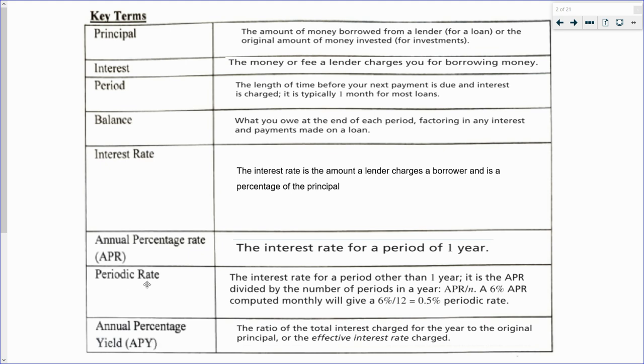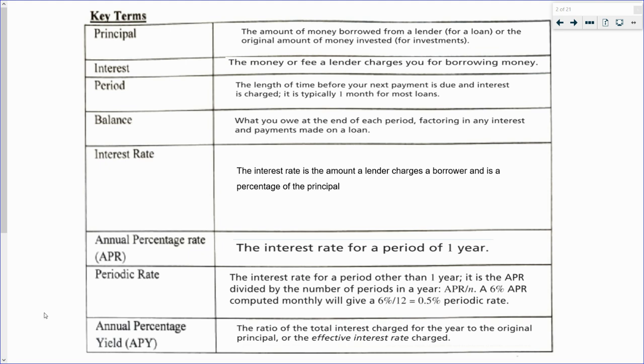Now, these last two are going to have some formulas associated with them, and I'll show you those formulas. Here, the periodic rate is the interest rate for a period other than 1 year. So it's the APR divided by the number of periods in a year. So, for example, a 6% APR computed monthly will give 6% divided by 12, because there's 12 months in a year, and that is a 0.5% periodic rate. So it's just the rate for that period of time.